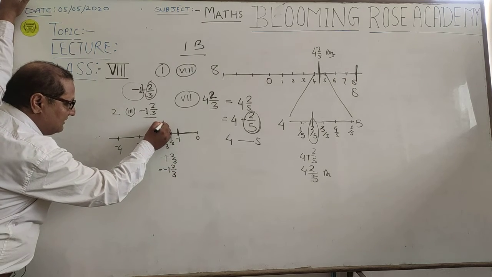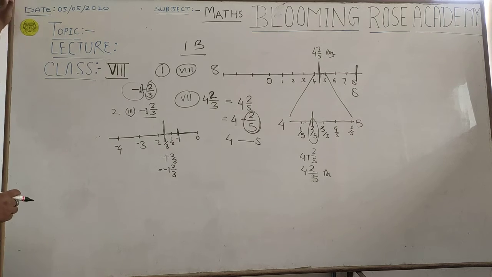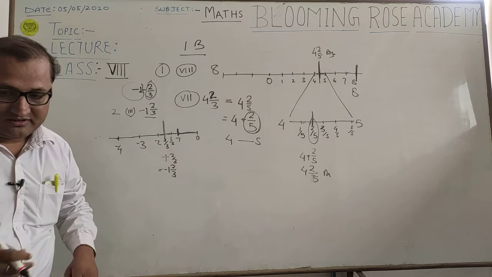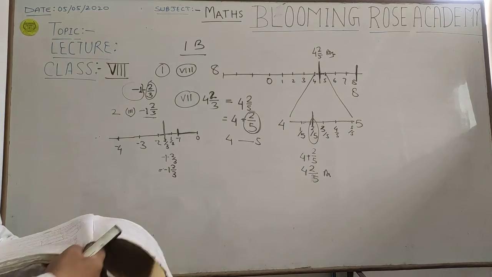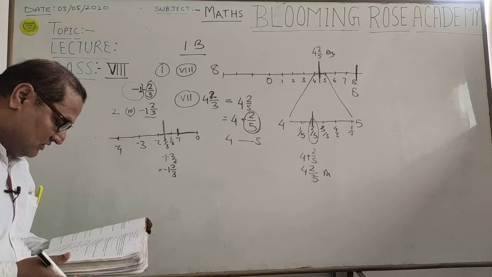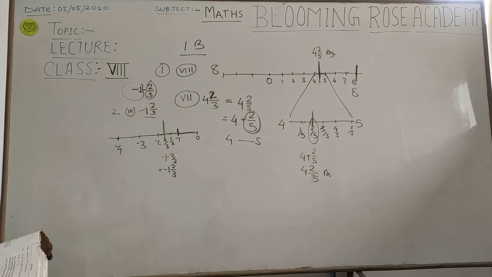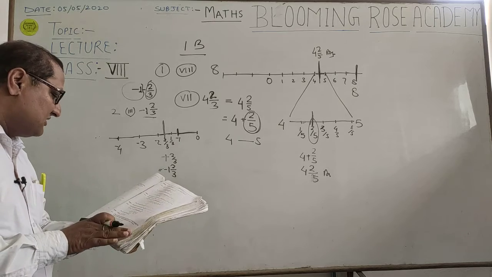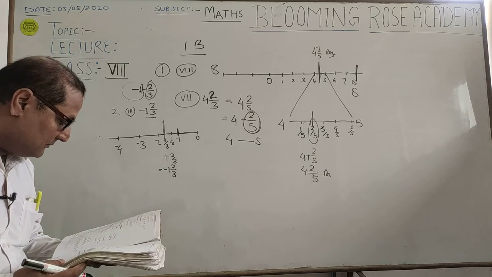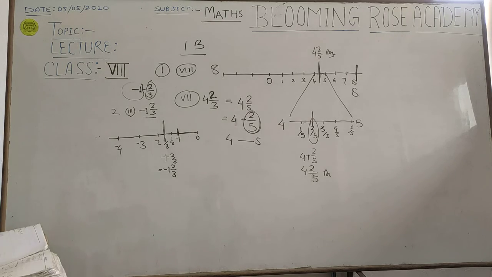After solving we can say that this is -1 and 2/3. So you can represent negative rationals and positive rationals by this method, which are given in your Exercise 1B, questions 1 and 2. Now students, we are going to start Exercise 1C also. We are taking only one question today.